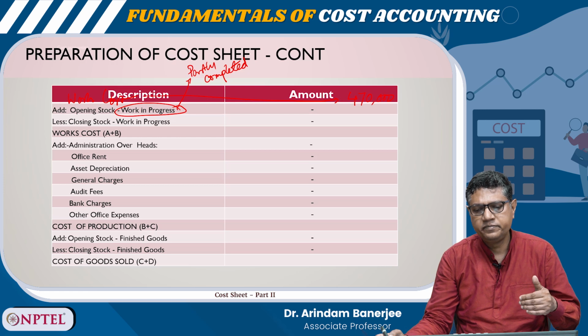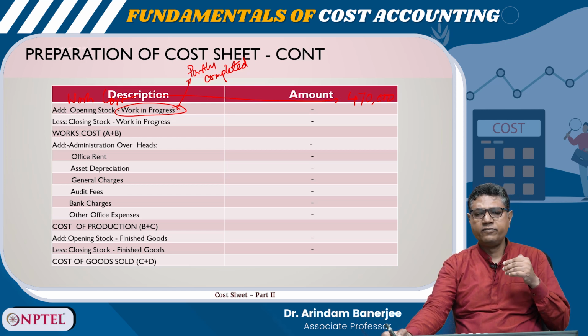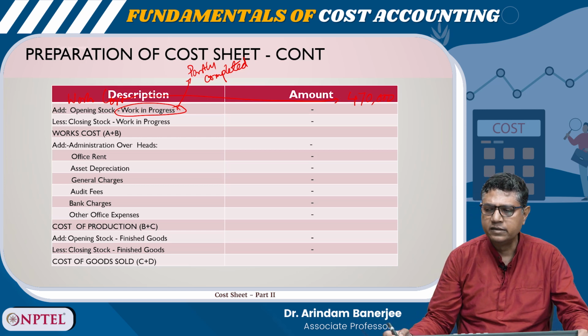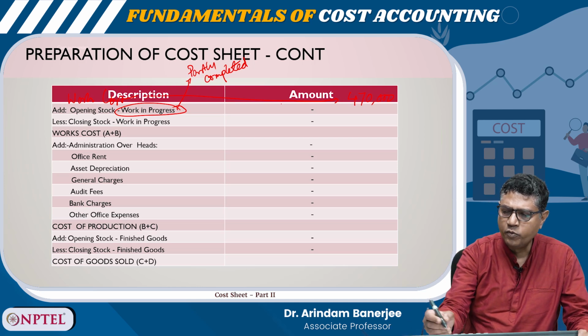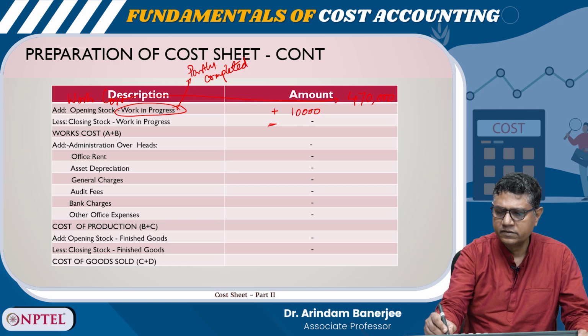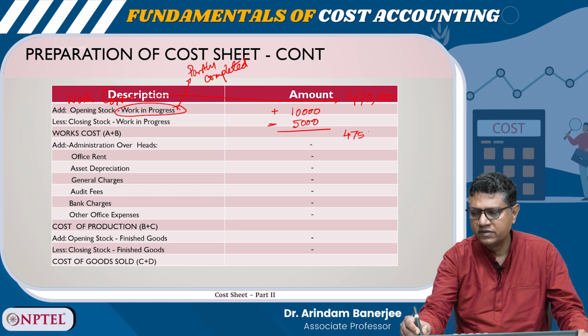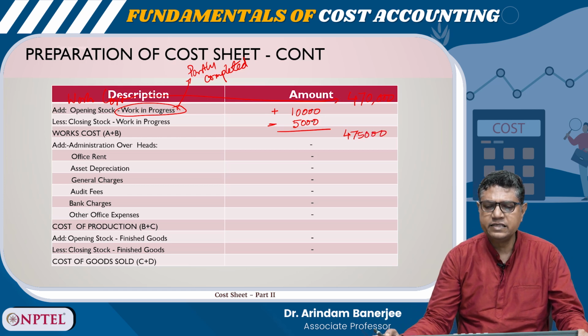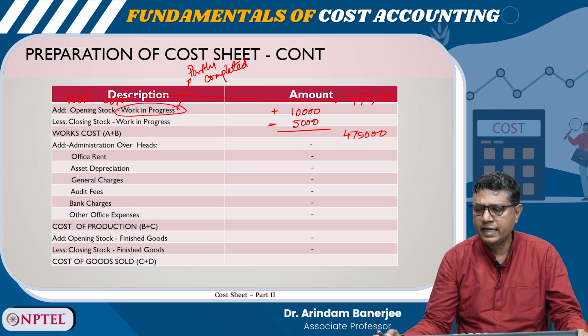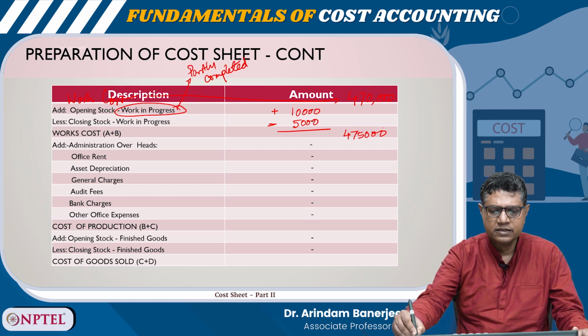and deduct the closing stock. So what we will do, we will add the opening WIP and deduct the closing WIP. So I will do like this. Suppose opening WIP is say 10,000, right? And we will deduct the closing WIP, say it is 5,000. So I am getting how much? 4 lakh 75, right? So before adjusting the WIP, the works cost was 4 lakh 70. After adjusting the work in progress, it is 4 lakh 75.